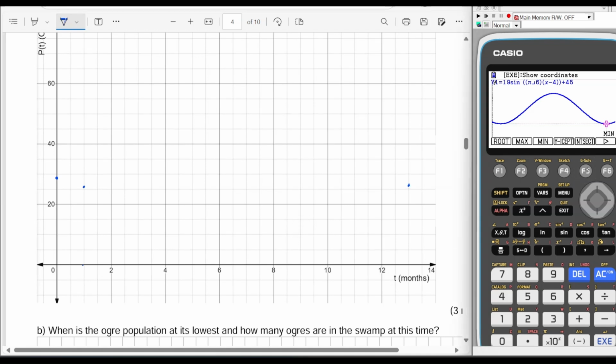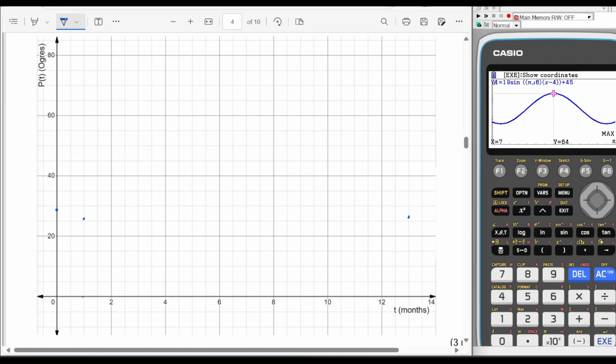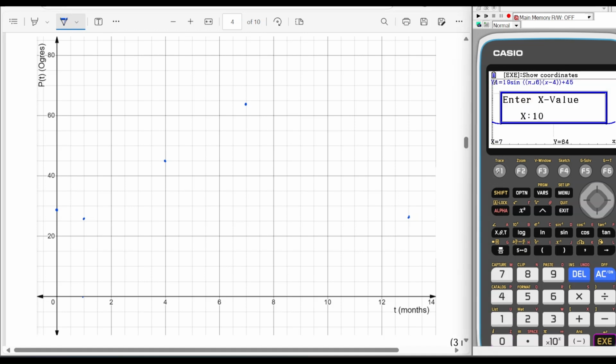And if we go into G-solve max, we can get our maximum value in the middle. So that's 7 with 64 ogres. So that would be right up there. And that gives us a pretty nice shape. If we want, we can go trace and get some in-between values. So maybe at like 4, it's at 45. So that's good to know. So we put a dot there. And then if we go trace at, I don't know, like 10, it's also at 45.